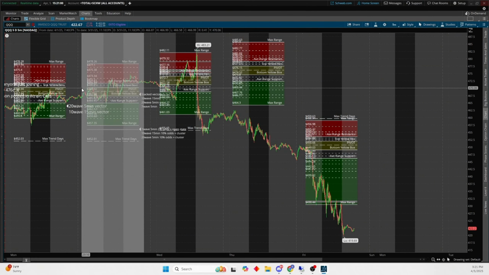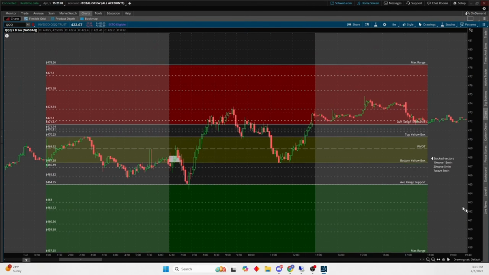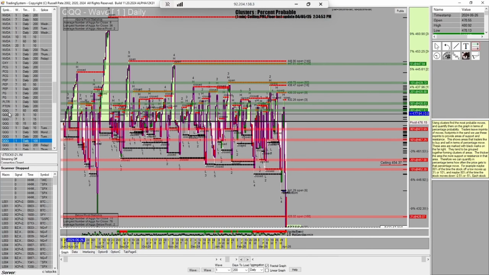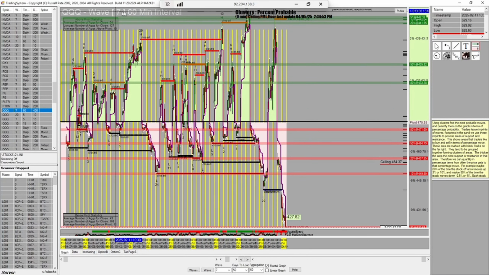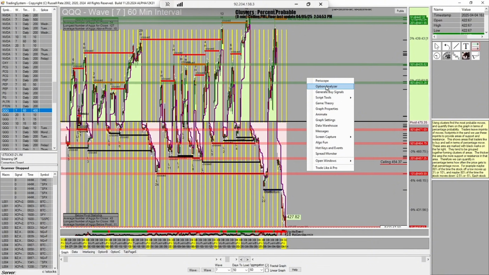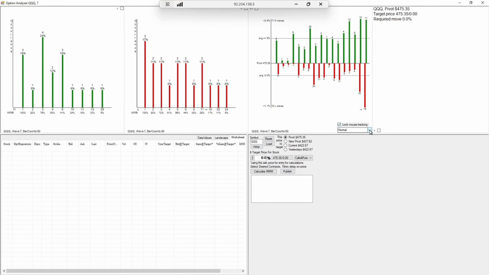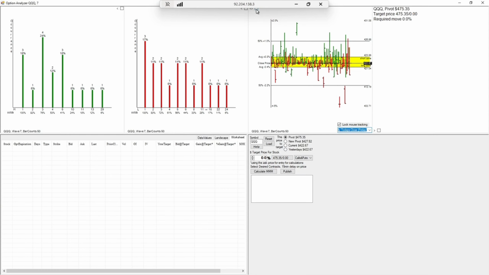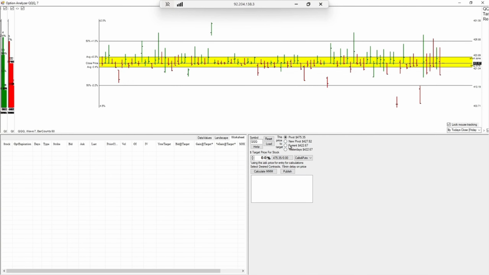What I chart on QQQ every day is this yellow box chart. And how you chart this, you need to use the Wave 7 60 minute. And then you're going to right click, go into option analyzer, click this drop down here, click buy today's close. You can click this button right here to expand it, and then click current.